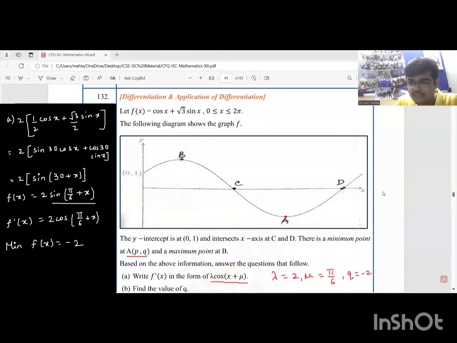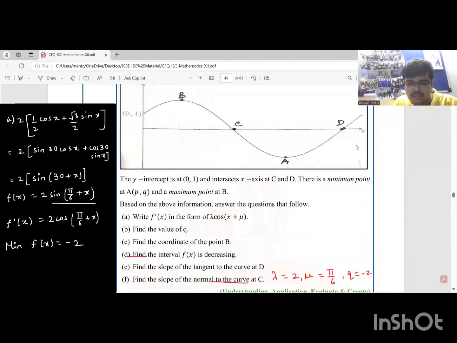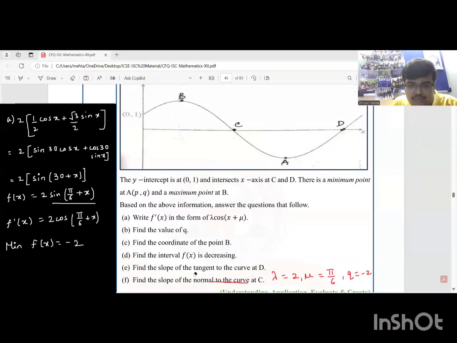Further, students, we'll take the next subpart. We have quite a few subparts in this question. The next subpart, students, is to find the coordinates of point B. Do you understand, students? Point B is at this point. It's the maximum value of this function.